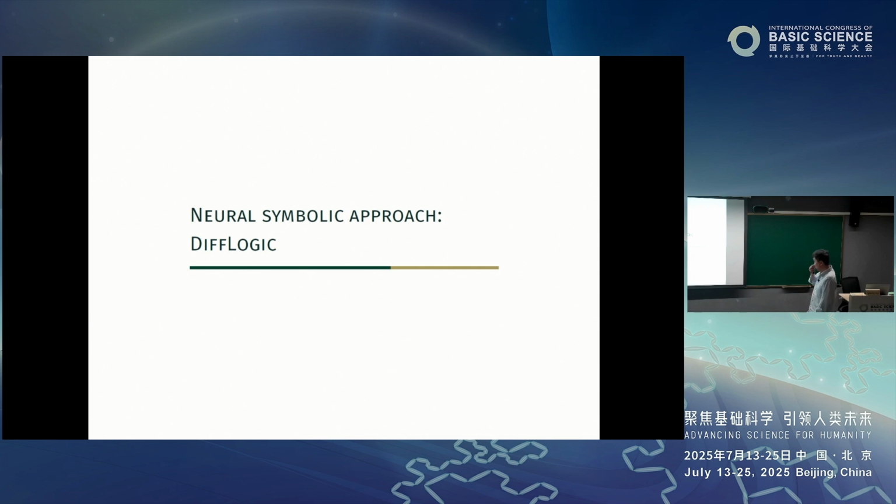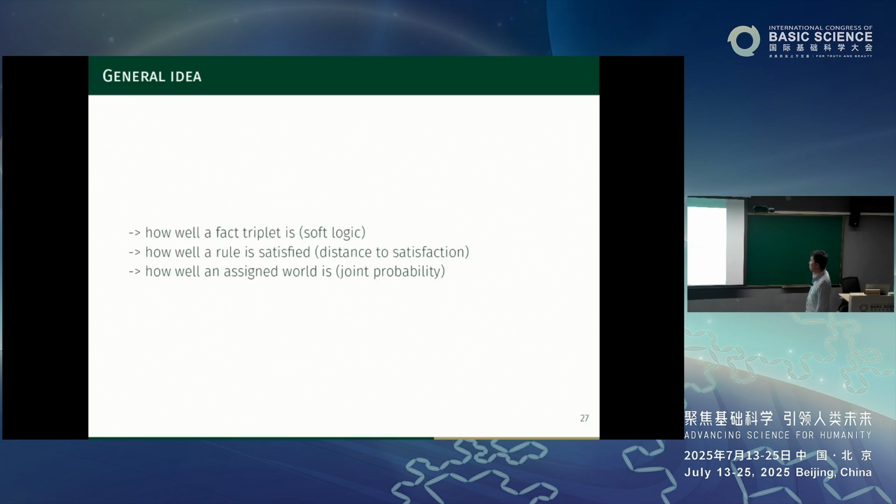Okay, neural symbolic approach, DiffLogic. This method. Recall the knowledge embedding-based methods. You have a score for facts. Then you can use the score to determine how well a fact triple holds. Is this fact true or not? You can give a truth value: if it's 0.9, it is probably true; if it's 0.1, it's unlikely true. Something similar to a probability.